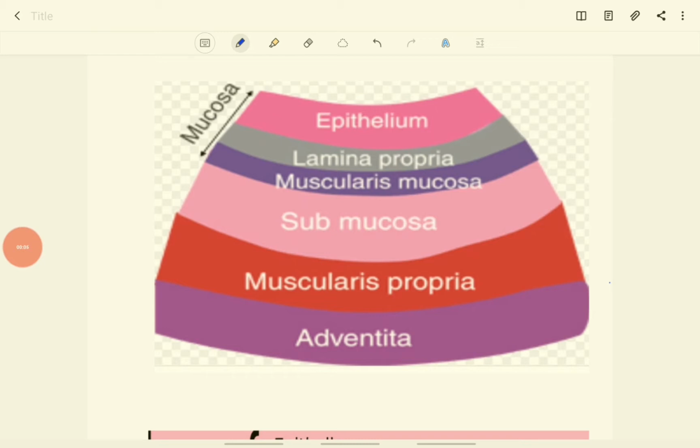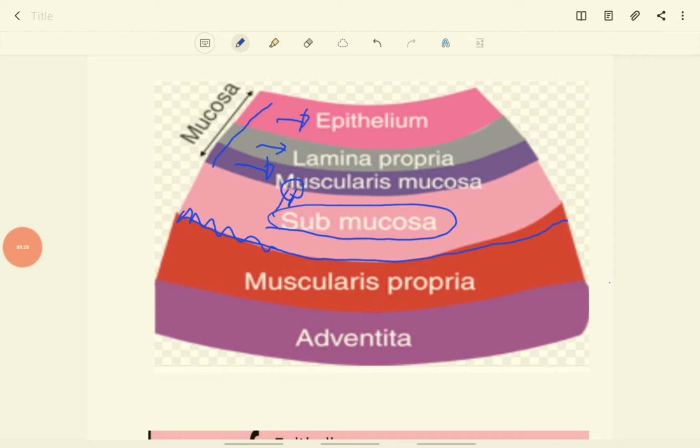This is the mucosa layer, which is composed of epithelium, lamina propria, and muscularis mucosa. Then comes the submucosal layer. In this region, we have the submucosal plexus, and in the submucosa, we also have the submucosal gland. These submucosal glands can undergo secretion with the help of the submucosal plexus.